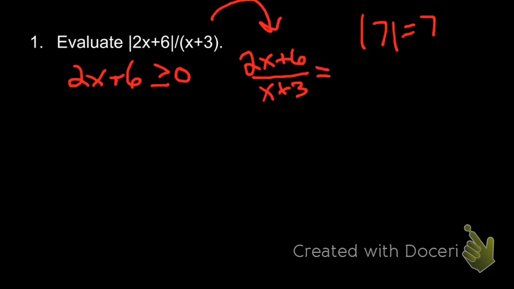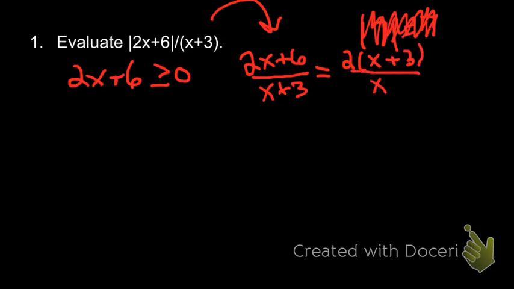Now in this rational expression, you can factor out a 2. Ignore this part up here. Factor out a 2, and you get 2 times x plus 3 over x plus 3. And then these x plus 3's would cancel out, and you get 2.